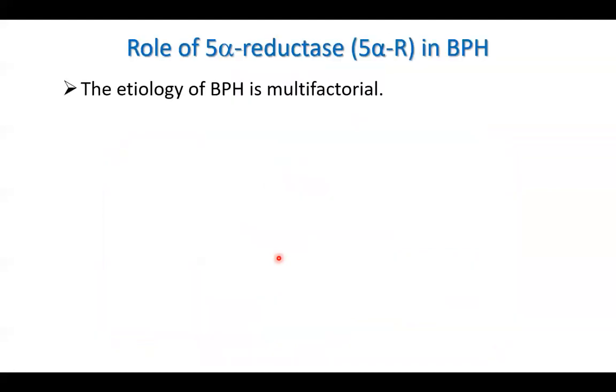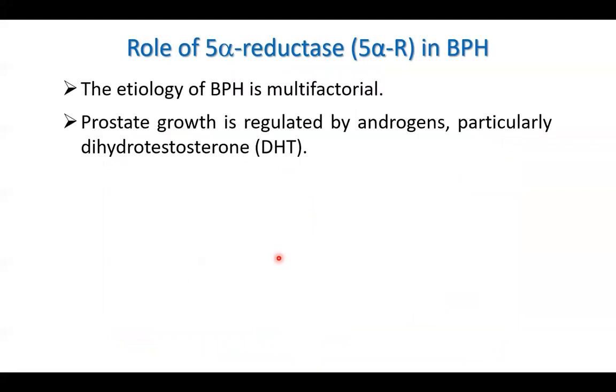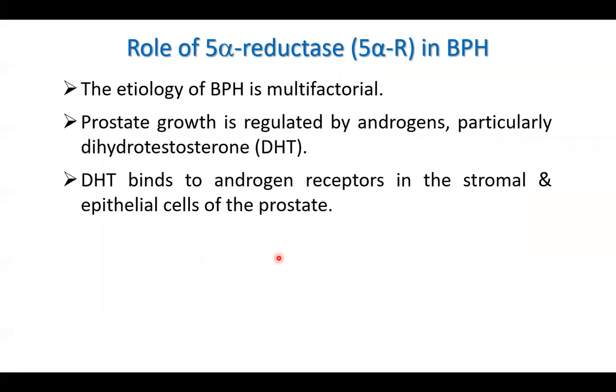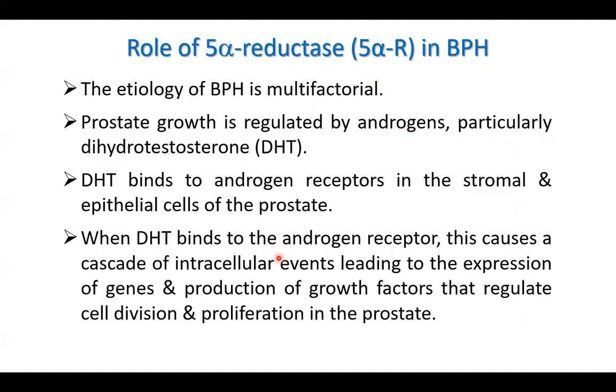The role of 5 alpha reductase: the etiology of BPH is multifactorial. Prostate growth is regulated by androgens, particularly DHT, and it binds to androgen receptors in the stromal and epithelial cells of the prostate. And it's going quickly because we just discussed this. When DHT binds to androgen receptors, it causes a cascade of events leading to expression of genes and production of growth factors that regulate cell division in the prostate. We just discussed that, huh?